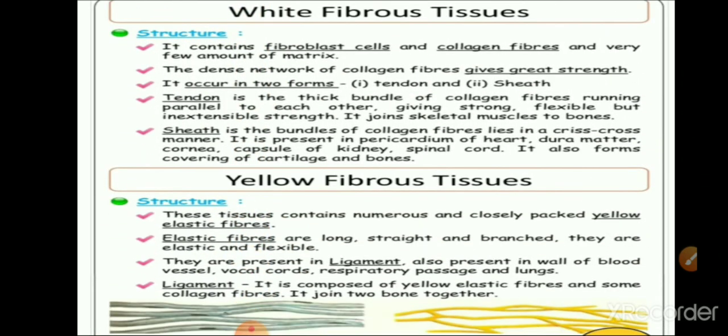Then we have white fibrous tissue and the yellow fibrous tissue. The white fibrous tissue contains fibroblast cells and collagen fibers. It is a dense network of collagen fibers. It contains tendon and sheath. And yellow fibrous tissue is made up of yellow elastin fibers. They are present in ligament tissue. Ligament is composed of yellow elastin fibers.